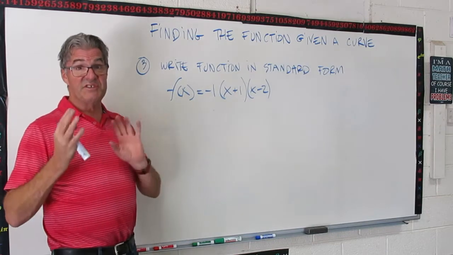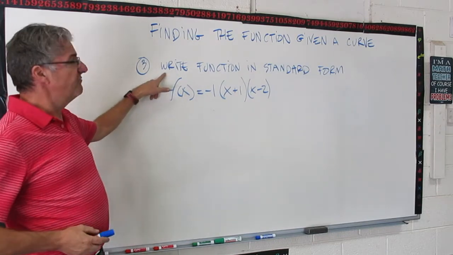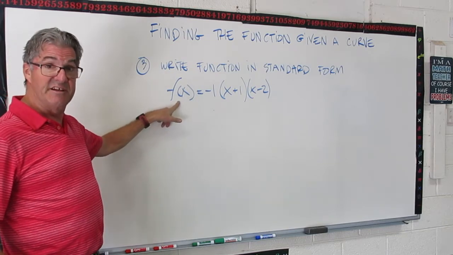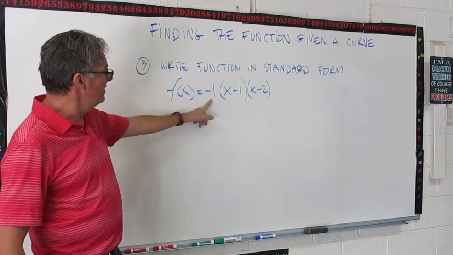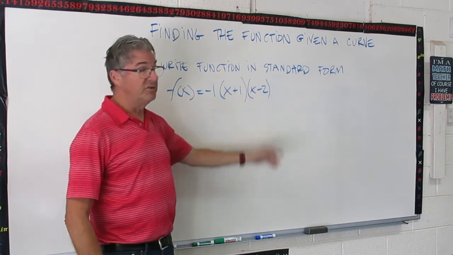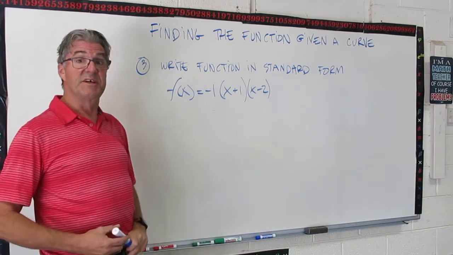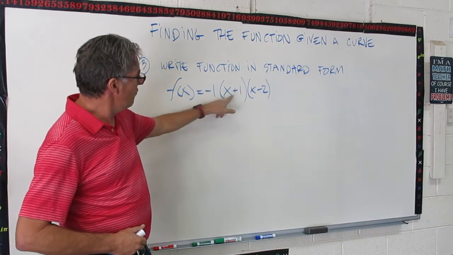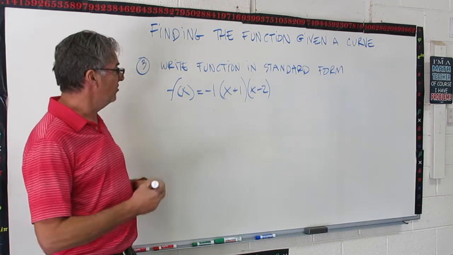Okay, the last step is to take your function and write it in standard form. So I went ahead and reproduced our function as we had it at the end of the last step. So I have minus 1 times x plus 1 times x minus 2. Now the trick is that we're just going to expand. Now the thing is that we need to distribute this negative 1 on here to make this correct.